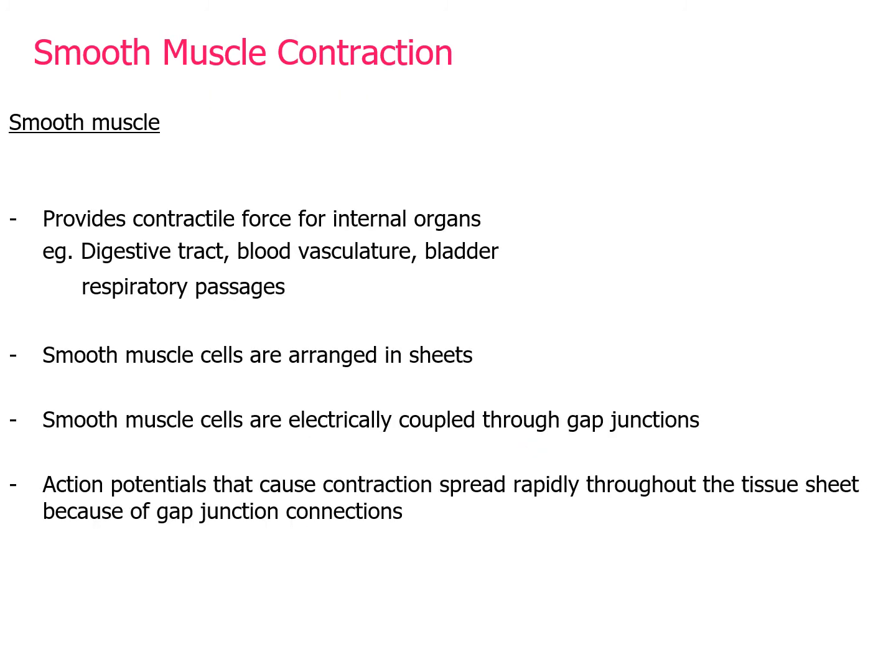Smooth muscle is typically involved in contraction around visceral tissue and is present in tubular structures in the body, like the digestive tract, the vasculature, the respiratory airways. As I said, they're arranged in sheets, and the smooth muscles are coupled to each other electrically by gap junctions, so the whole sheet can contract together. It's not multinucleate, it's certainly separate cells, but they are electrically coupled through those gap junctions, so action potentials can spread quickly through the sheet.